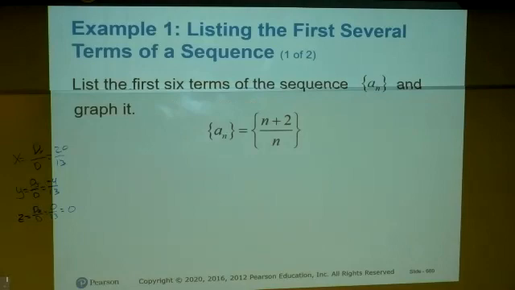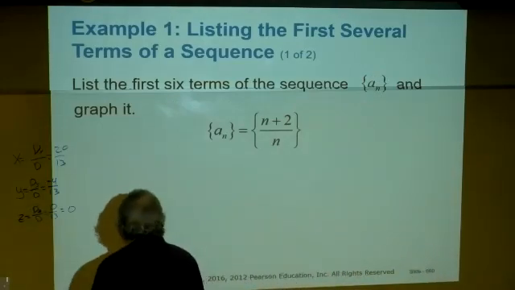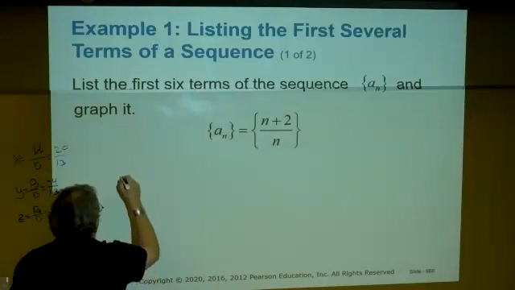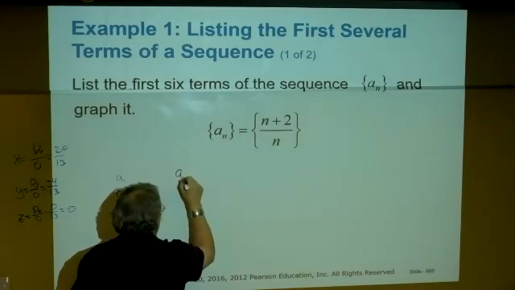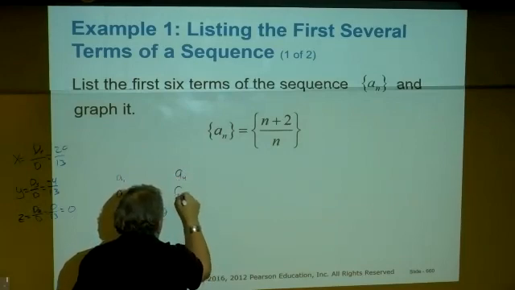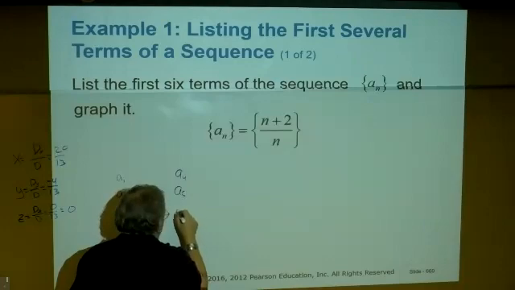This sequence, A sub n, when it's written this way inside the set notation, this tells me we have a sequence. A sub n, the n tells me what term it is. The first term is a sub 1. The second term is a sub 2. The third term is a sub 3. The fourth term is a sub 4. The fifth term is a sub 5. And the sixth term is a sub 6. And that's what they were asking for here.